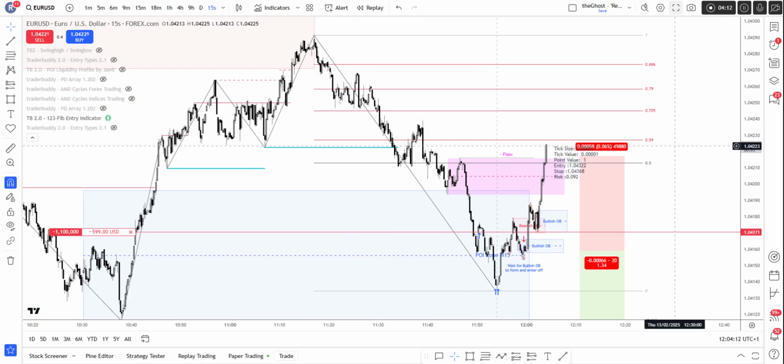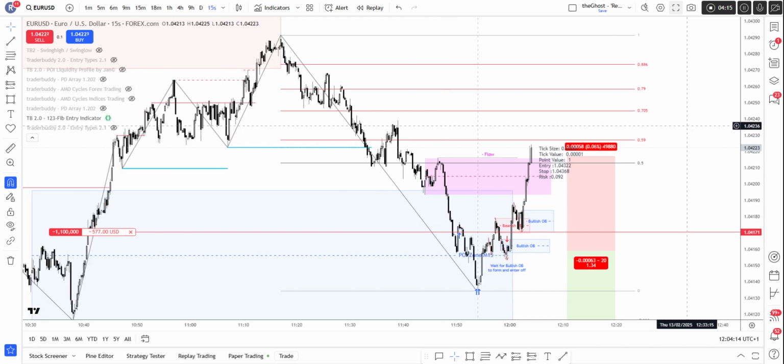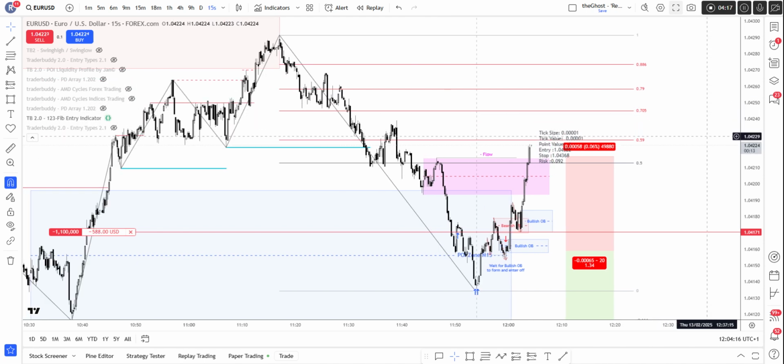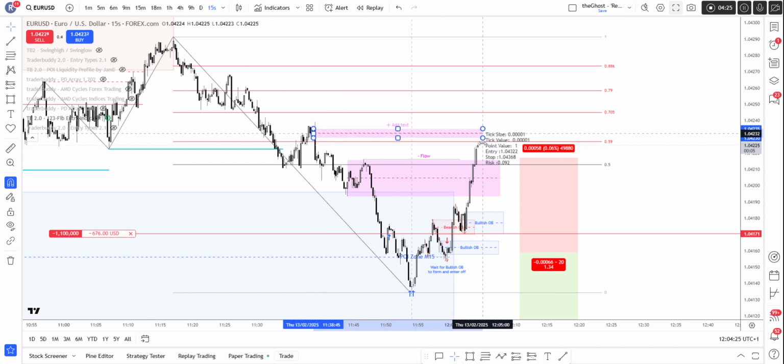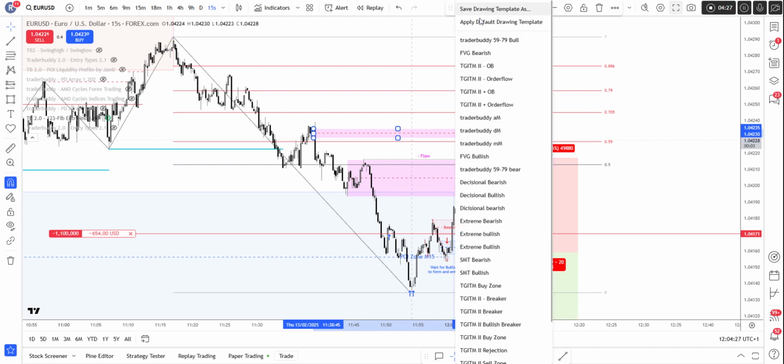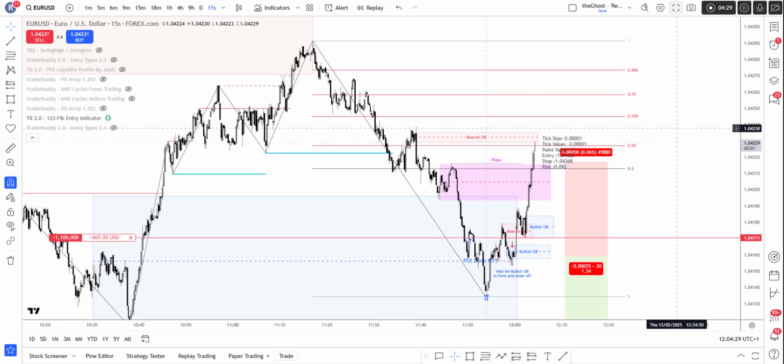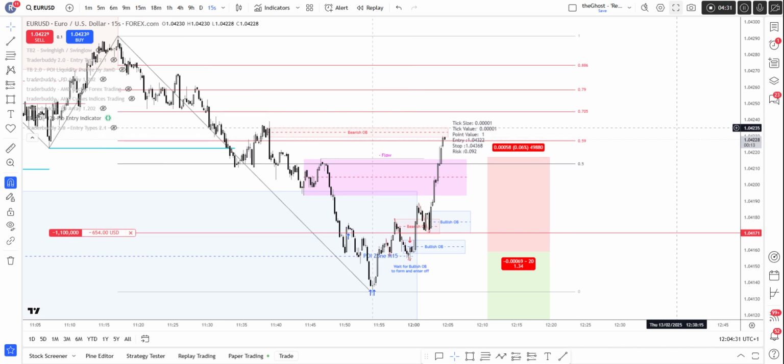So now we are here at the 59 and order flow. What is open in the order flow? Well, there is a bearish order block down here. So let's see. What time is it? 12:04. So we are in the 12 o'clock hourly matrix, macro.